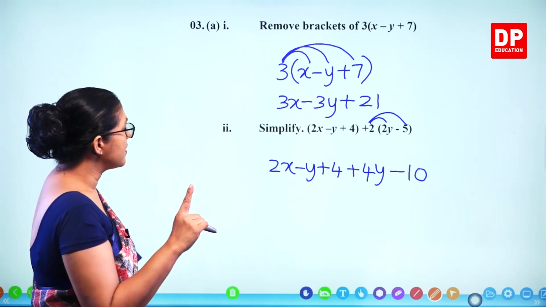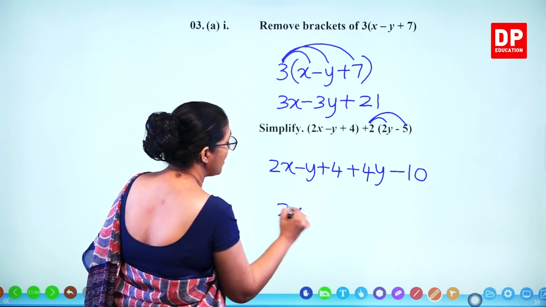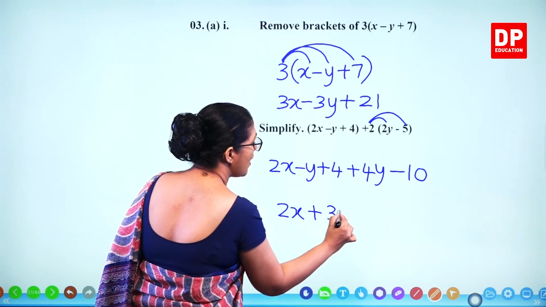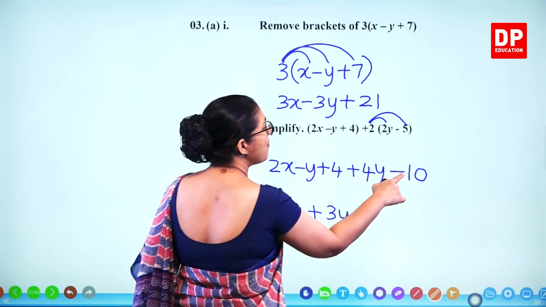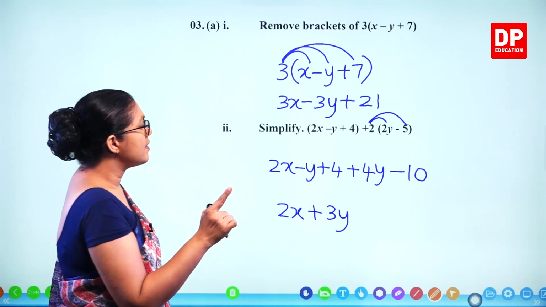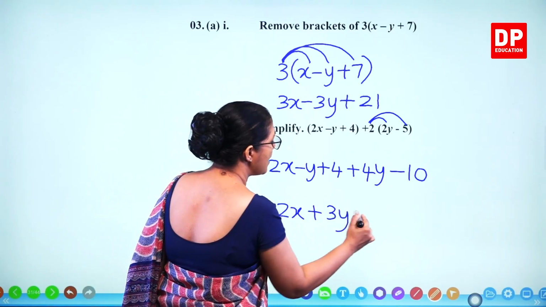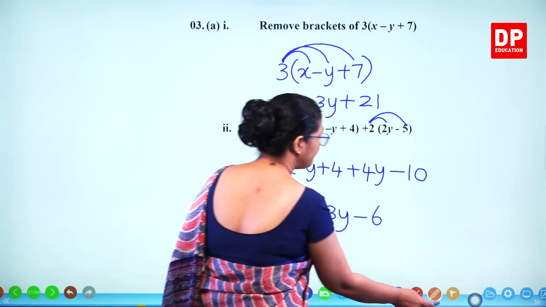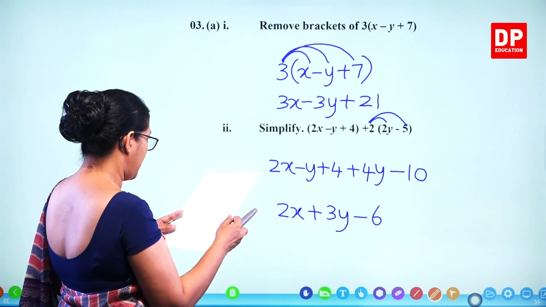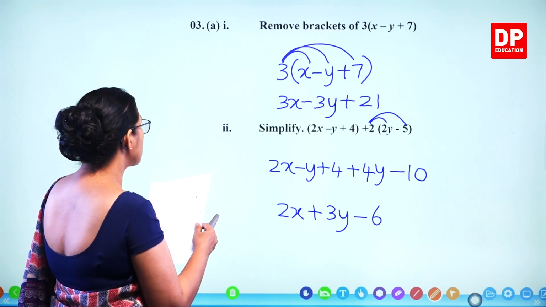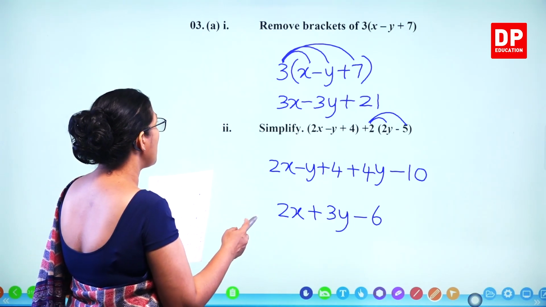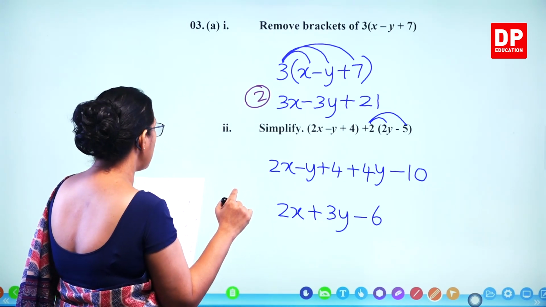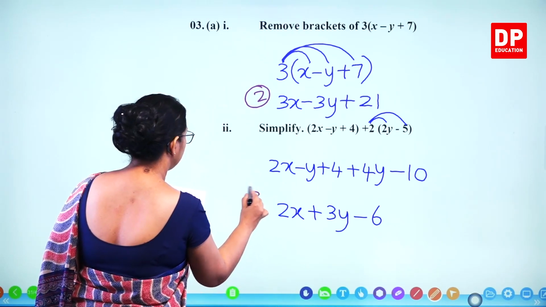Now you can add like terms. 2x separately, minus y and plus 4y, you get plus 3y. 4 and minus 10, you take the difference and put the sign of the bigger number, minus 6. So let's see how you get marks. 3x minus 3y plus 21, 2 marks. 2x plus 3y minus 6, 3 marks.